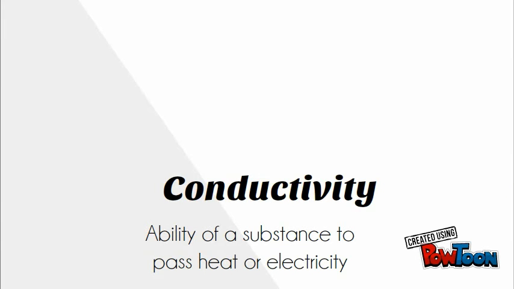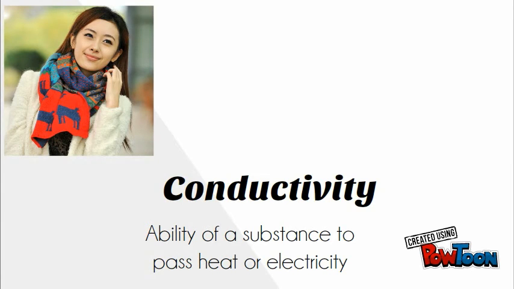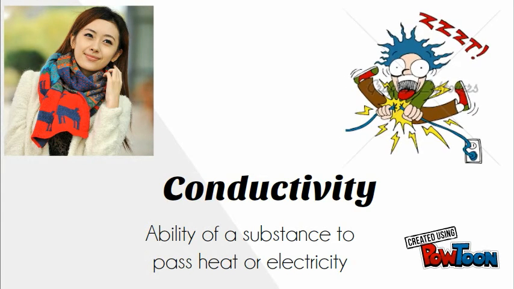Another physical property is conductivity, and it's the measure of the ability of a substance to pass heat or electricity. In terms of passing heat, we might want our clothes not to pass heat very well and to have a low conductivity. In terms of electricity, stuff like copper wiring, it's important that it has a high electrical conductivity.